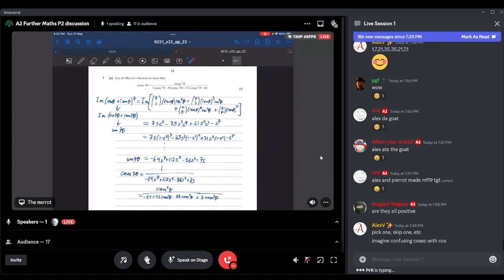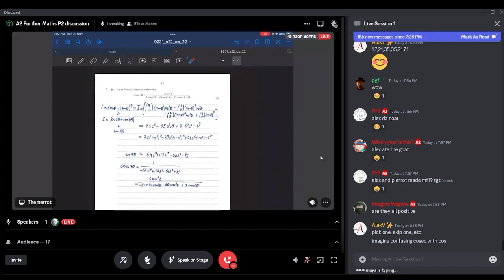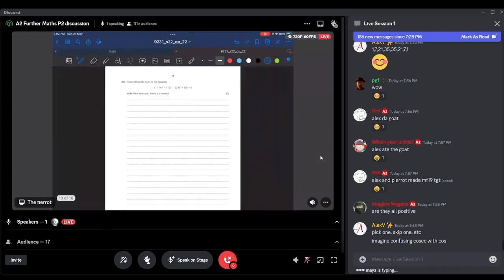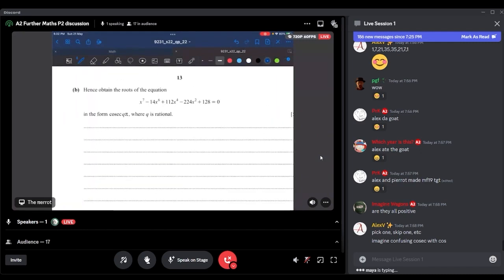Okay, let's go to the next question now. Now we try to solve for the roots of this equation. The word hence means that we have to use the previous part to solve this.